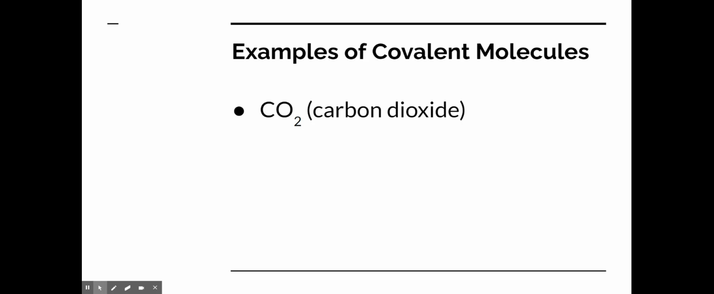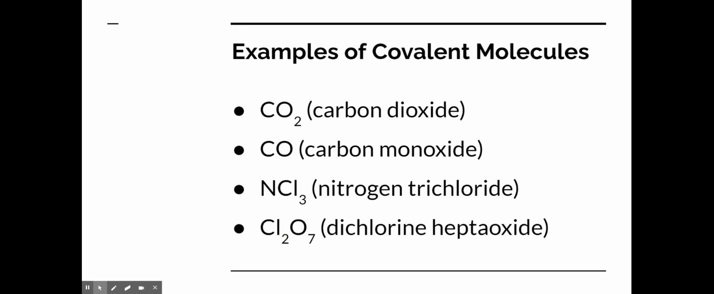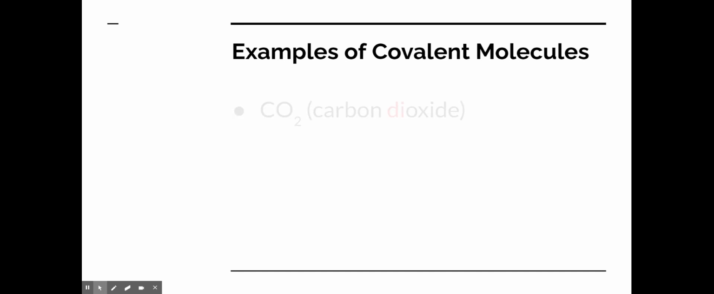Things you may have recognized from your everyday world. CO2 is called carbon dioxide. CO is called carbon monoxide. You probably don't know this one. Nitrogen trichloride. And here's dichlorine heptaoxide. Haha! You are to learn how to name these things and write these things from their names.